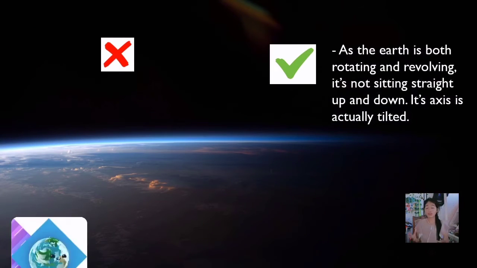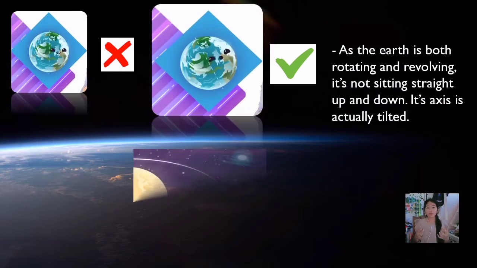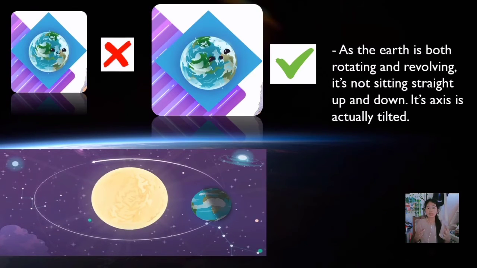So here's the thing. As the Earth is both rotating and revolving, it's not sitting straight up and down. Its axis is actually tilted just a little. So again, while the Earth moves around the sun, it is not straight up. It is actually tilted. Pahiwi siya nga nagtuyok sa sun. It's not all that much, just a little lang, tilted siya. But this tilt causes one part of the Earth to lean towards the sun, while another part is leaning away. This means that parts of our planet's surface get different amounts of sunlight and heat.